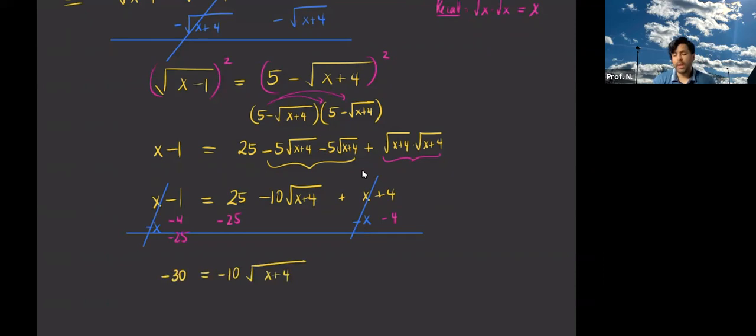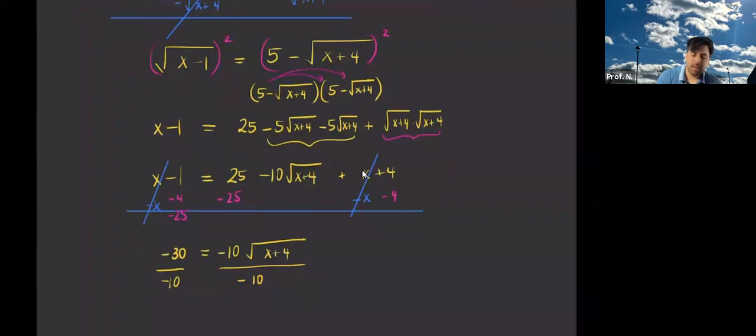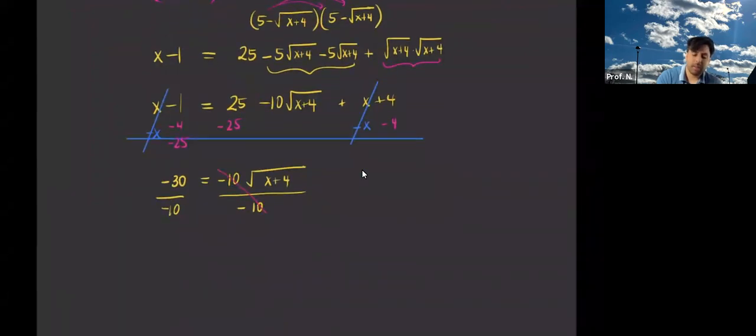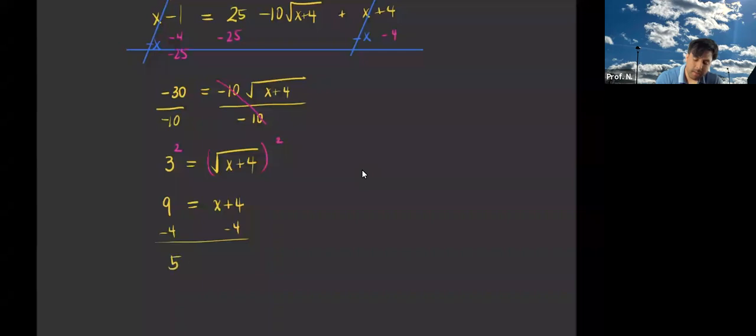Now I can square both sides, or I can be just a little more intelligent and say, hey, I can just divide by -10. And when I divide by -10, I get positive 3. That equals the square root of x plus 4. And now I can simply square both sides. And when I square both sides, I get 9 equals x plus 4 because I take the square root and I square that. And I subtract 4 on both sides. And what do I get? I get 5 equals x, or in other words, x equals 5.